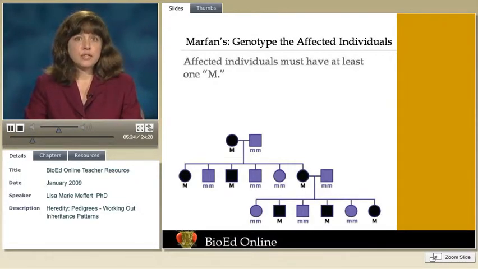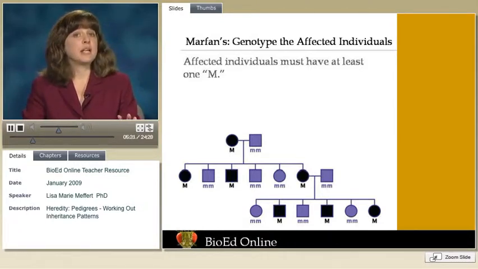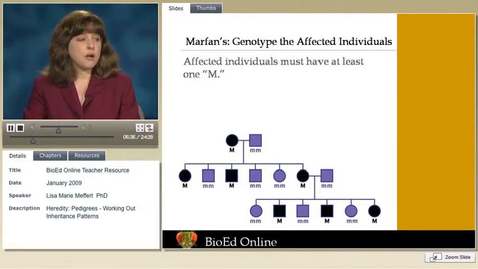Now we can go to the individuals who do express this trait. We know that they must have at least one big M. Now remember, they could have two big M's, and that would still give them Marfan Syndrome. But we know they have to have at least one big M, so let's fill in a big M for every individual that expresses the trait.